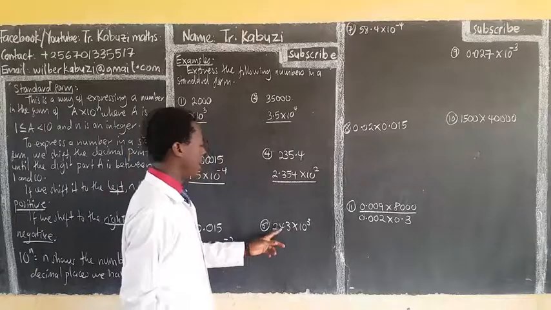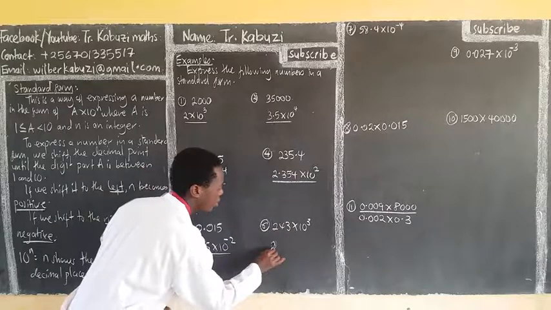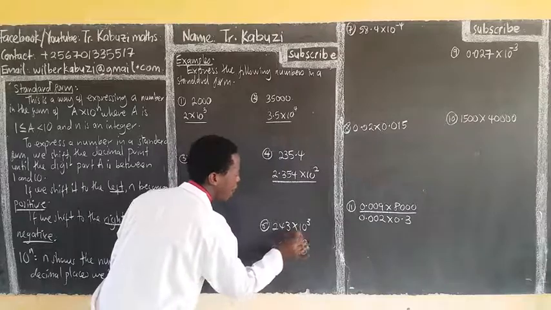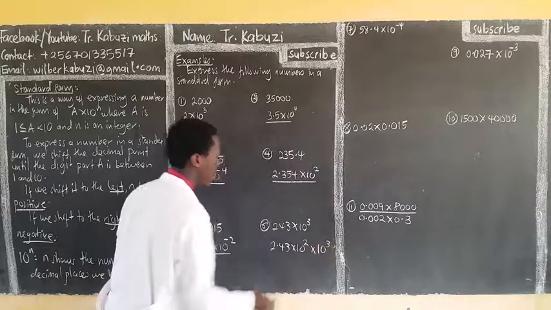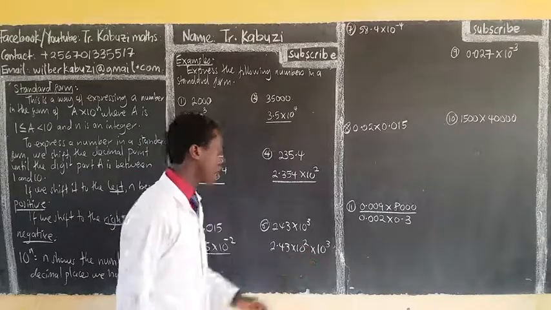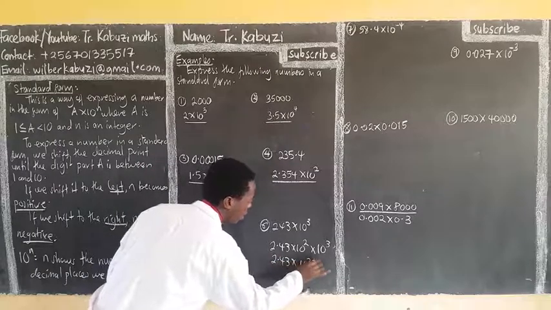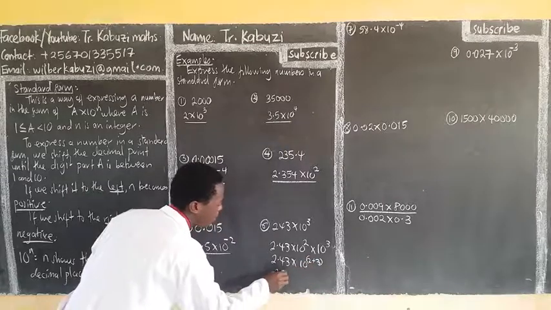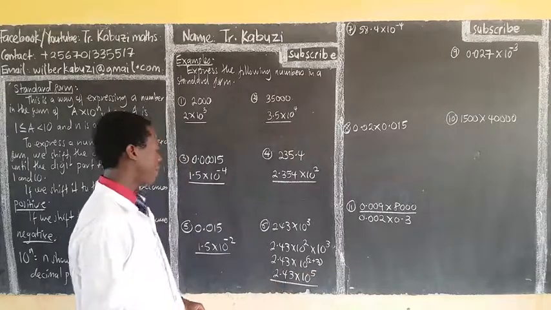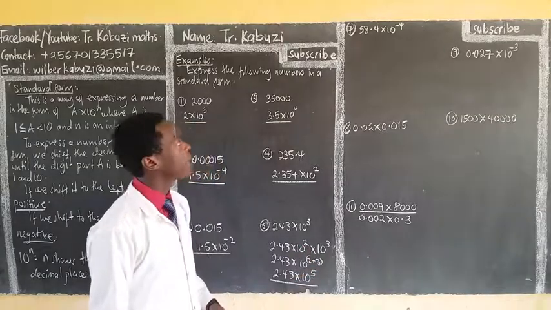Then this one already has a power, but I'm going to shift it 1, 2. So it will be 2.43 times 10. I've moved 2 places, but remember it had 10 power 3 already. Now I actually have 2 things. For numbers of the same base being multiplied, we said we add the powers. So this will be 2.43 times 10 power 5. That's how we have to express this. When we have 2 powers of the same base multiplied, you just add the powers.